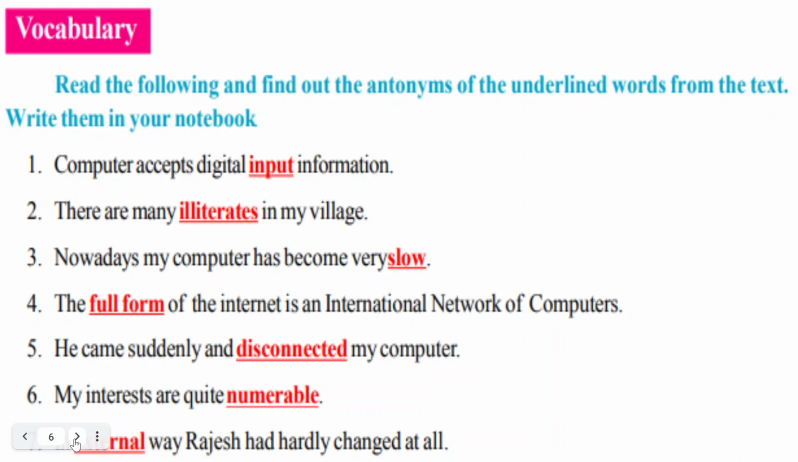Nowadays my computer has become very slow. It's a very simple word, and in day-to-day life we use it a lot of times. So now my computer has become fast. Now the next one: the full form of the internet is an international network of computers. Here we only have to underline the full, not the form. So full means complete, entire, and the opposite of that is the off.